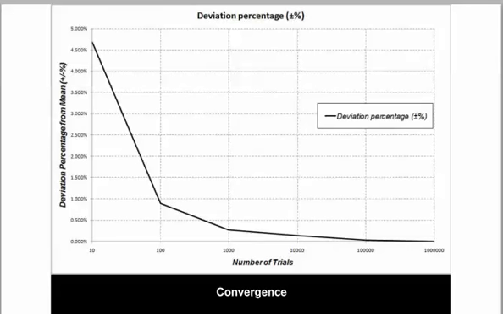Also here, for example, it shows a trade-off between the number of trials and the deviation percentage from the mean, and you can see we're achieving excellent values by the time we get to around 100,000 or a million trials. We're getting good percentage error values lower than 0.1%.